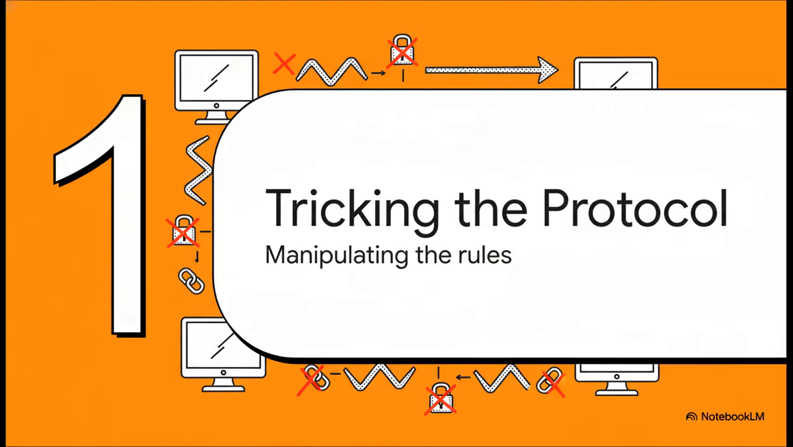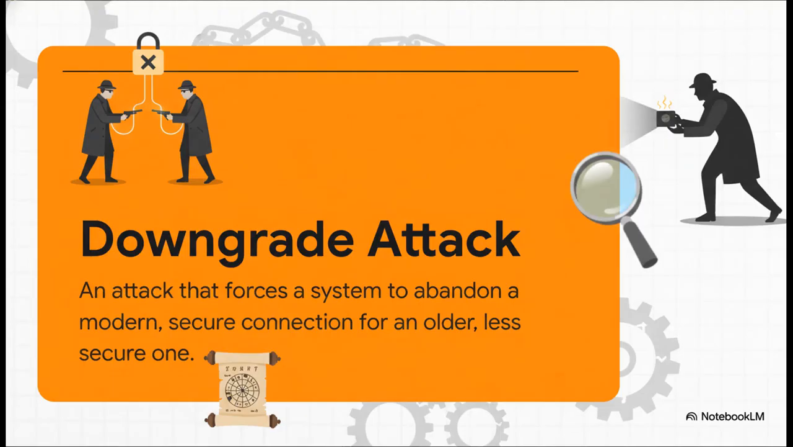First up, tricking the protocol. These are clever attacks that don't even try to break the encryption head-on. No, instead, they manipulate the rules of the conversation itself, the very process that's supposed to set up the secure connection in the first place. The first type is what we call a downgrade attack.